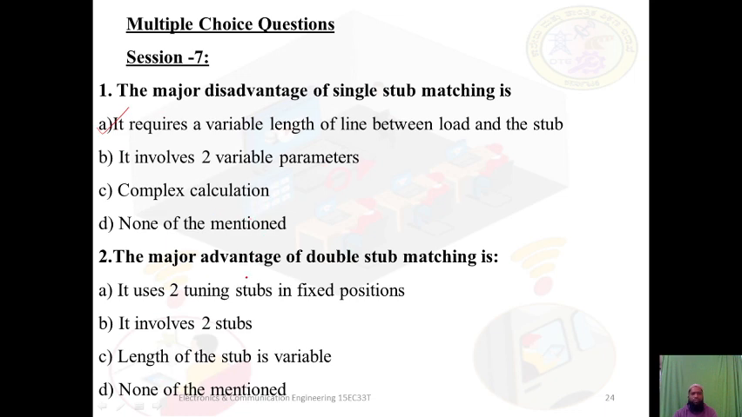Second one, the major advantage of double stub matching. Option A, it uses two tuning stubs in fixed position. Option B, it involves two stubs. Option C, length of stub is variable. And option D is none of the mentioned.